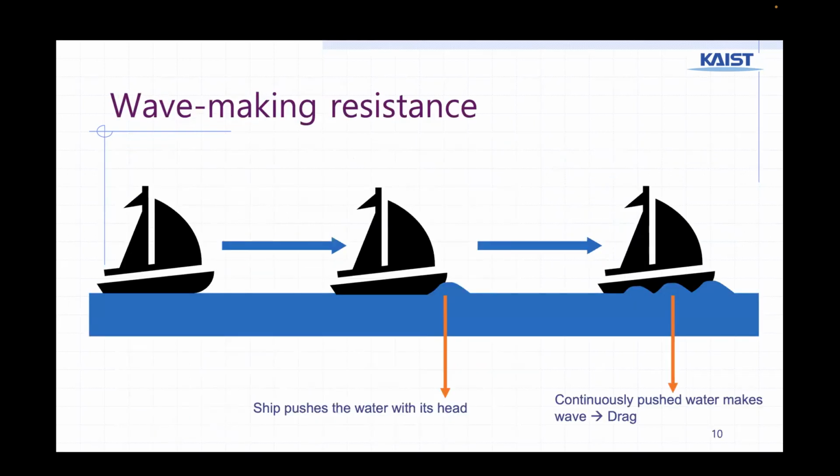And here's an example of a well-known resistance and related ship design to overcome it. The wave-making resistance becomes particularly prominent in large ships. The energy expended in creating and overcoming waves constitutes a significant portion of total resistance. While the ship moves forward, like in this picture, the ship continuously pushes the water with its head, and this makes waves, which can cause drag.